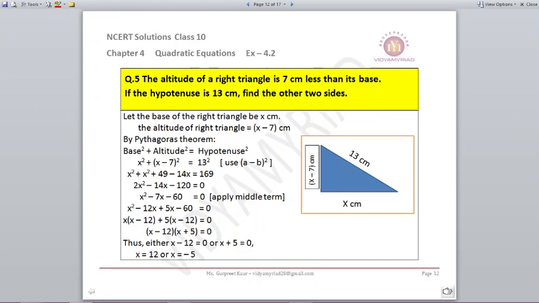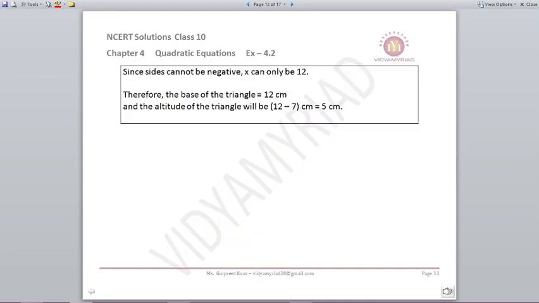So use the formula, you get x square plus (x minus 7) the whole square is equal to 13 square. Open the brackets and you get x square minus 7x minus 60 equal to 0, where we can apply middle term splitting and we get the factors (x minus 12) and (x plus 5) equal to 0. That means x can be 12 or x can be minus 5. Now since the sides cannot be negative, we can't take minus 5, that means we can take only 12. That means the base of the triangle is 12, so the altitude is 12 minus 7, which is equal to 5 centimeters.